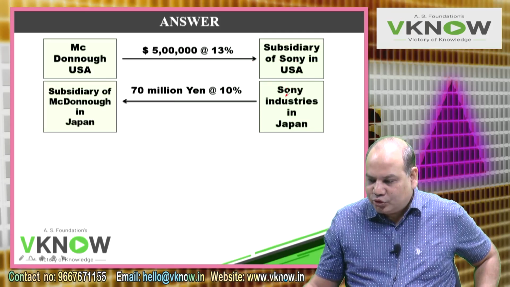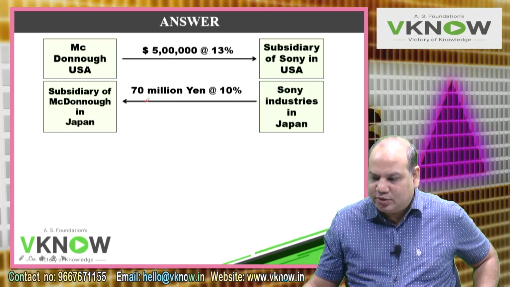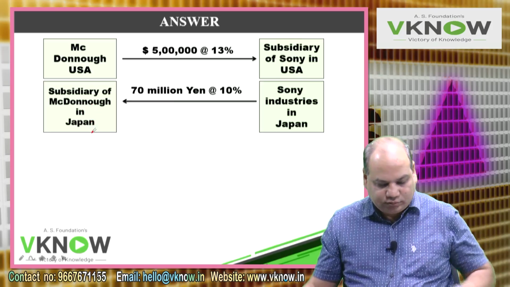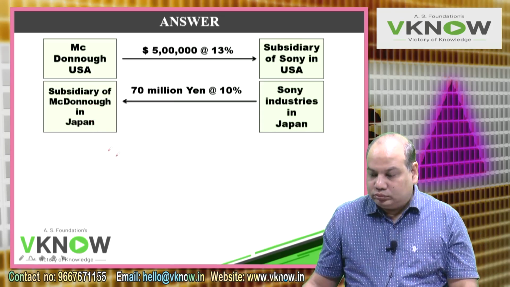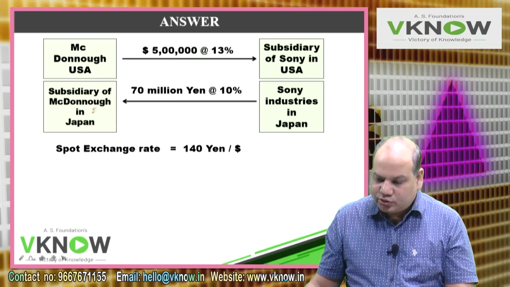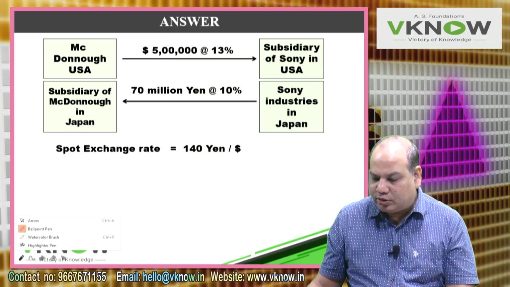And then next line, Sony Industry in Japan will give a loan of 70 million yen at 10% to subsidiary of McDonough in Japan. So this is the diagrammatic presentation, and now we'll write down some important information about this question. Spot rate is given is 140 yen per dollar.